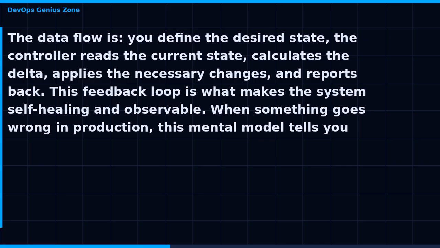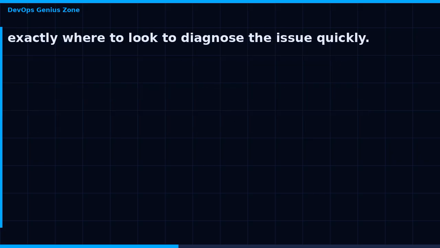Section 4: Getting started the right way. The most common mistake engineers make when learning how to install Kubernetes locally with Kind or Minikube is jumping straight into configuration without understanding prerequisites and requirements. Here is the correct sequence that senior engineers follow.